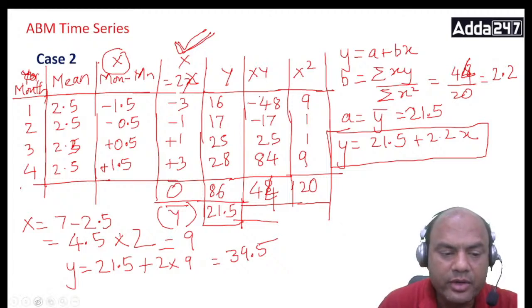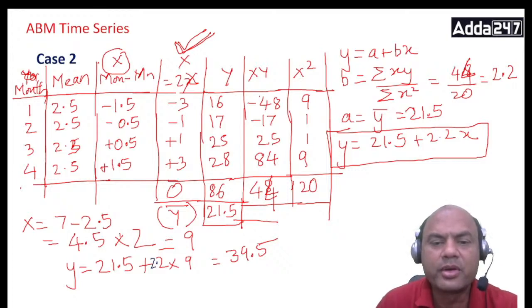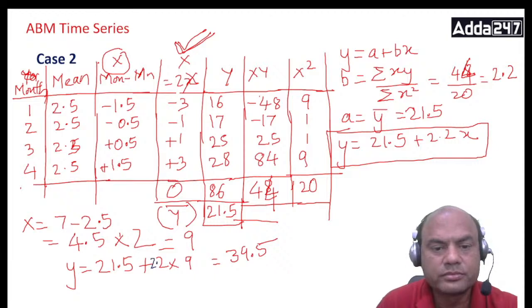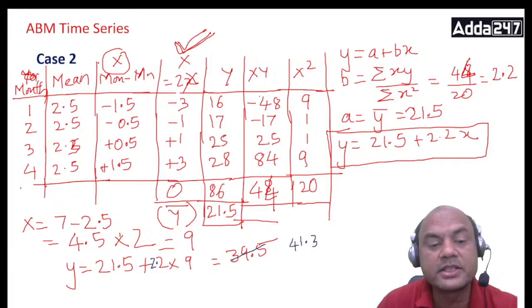I'll write it, let me make the change over here. It is 2.2 into 9. Whatever answer you get, I think you'll be getting some different answer now because the figures have changed. Let me check. So what is the answer? 21.5 plus 2.2 into 9. So you'll get this answer as 41.3. This is your sales in the 7th month.